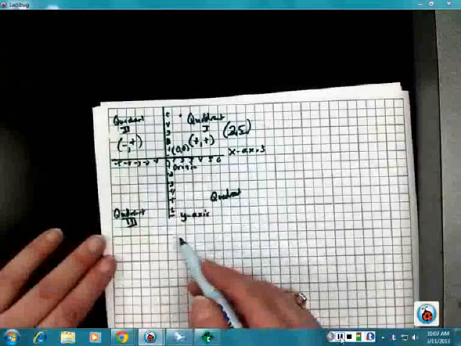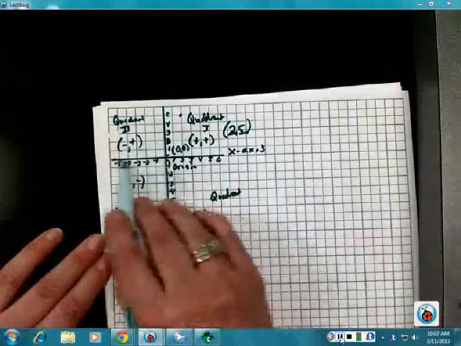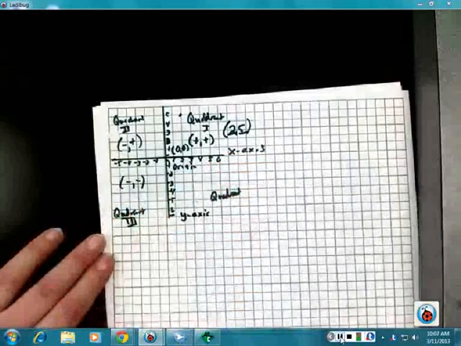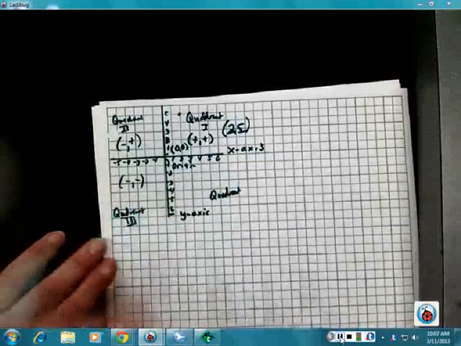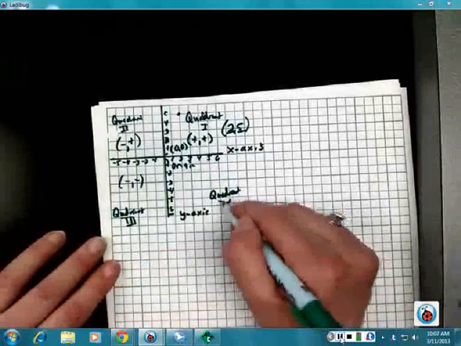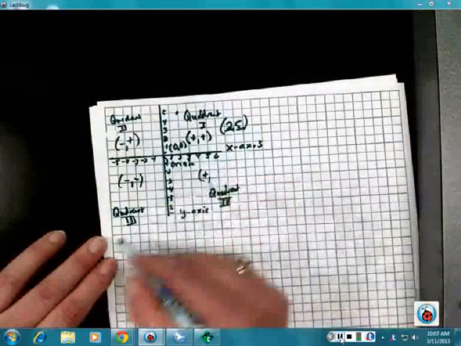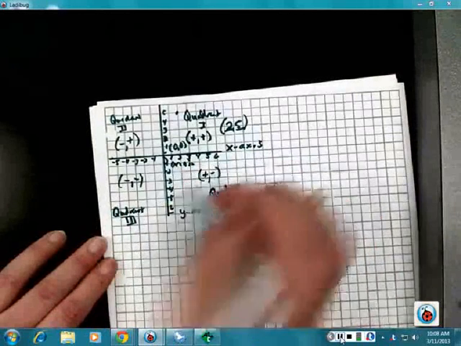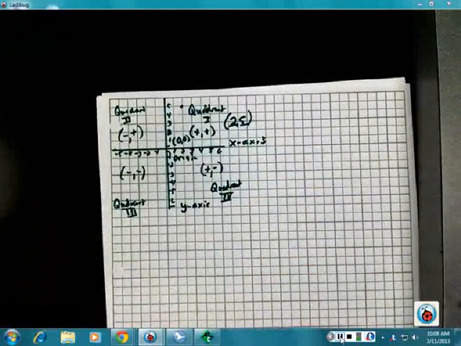Quadrant 3, what do we know about it? Both are negative. Because x's are negative and y's are negative, so we've got negative values sitting in that spot. And the last quadrant, which is quadrant 4, what do you know about it? Well, if I look at x's, they are positive. If I look at y's, they're negative. And so when I look at those quadrants, those are the pieces that I know fit into each one.